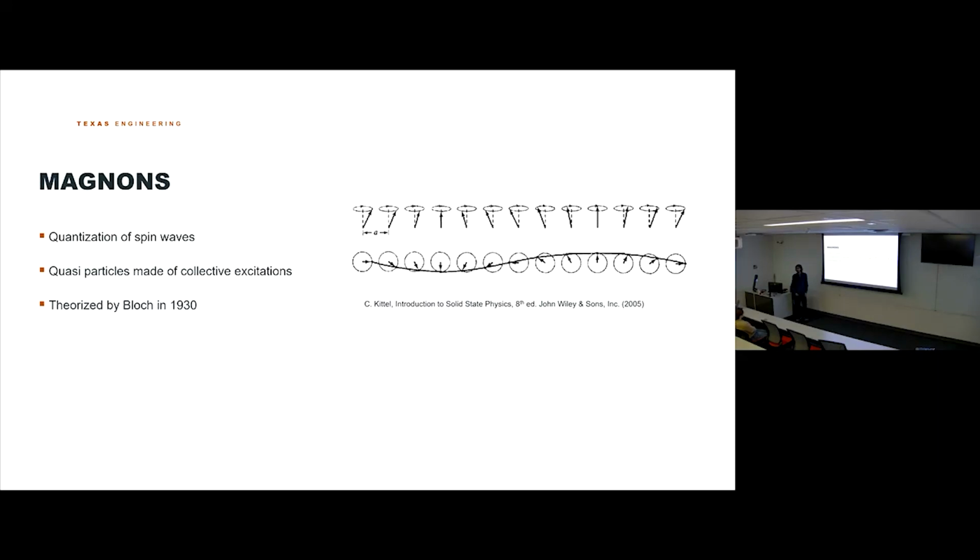So first off, magnons are the quantization of spin waves, and they're quasi-particles in magnetic materials that are made of basically the combined spin states of the different particles in the materials. They were first theorized by Bloch in the 1930s, and here is a diagram of what that would look like. So you can see that each of the spins are aligned in such a way that they form a wave, and then these waves can have different wavelengths depending on the Magnon mode.